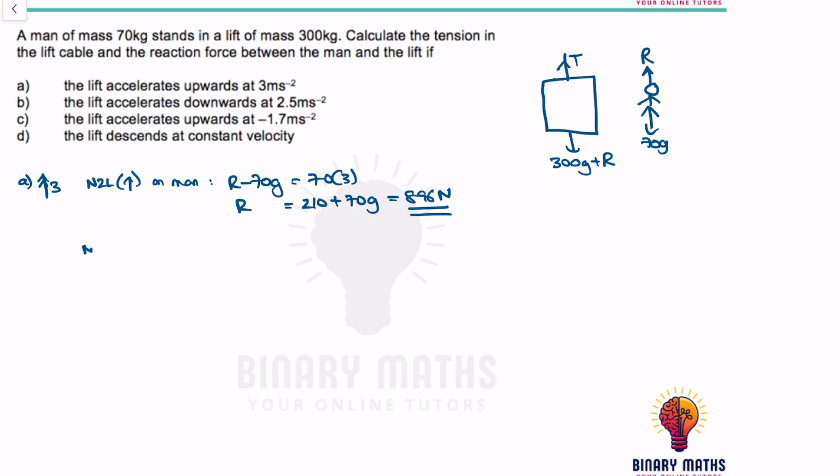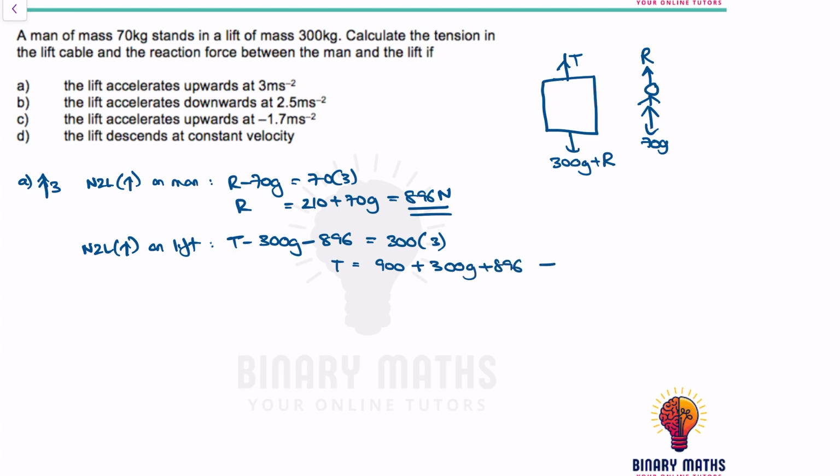So now we need to work out Newton's second law applied vertically on the lift. Then tension minus 300g minus R, which is 896, must be equal to mass, which is 300, times the acceleration, which is 3. So T will be equal to 900 plus 300g plus 896, which implies T is equal to 4,736 newtons.